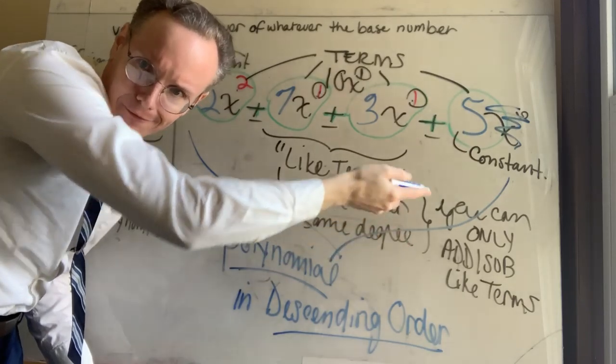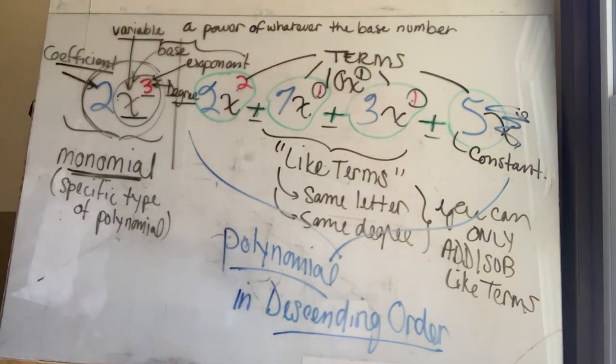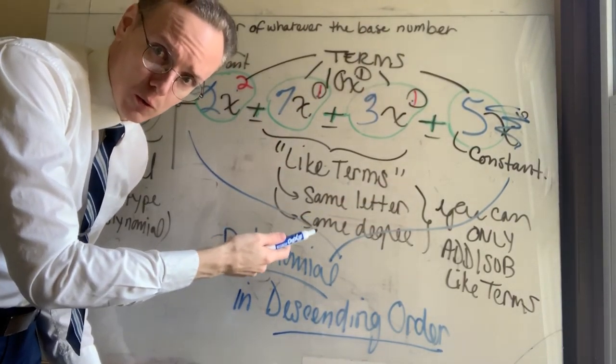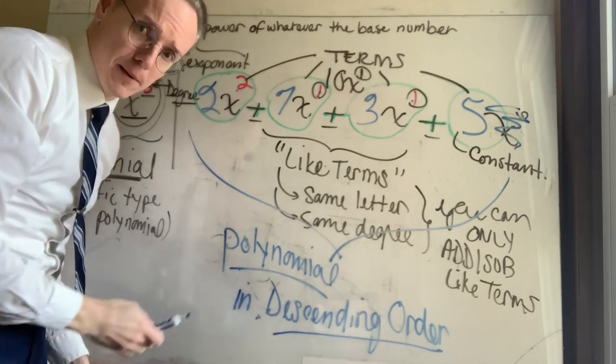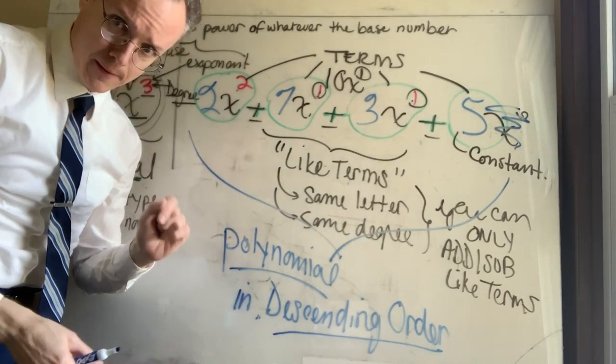that's why I mentioned 5. 5 is technically x to the 0, right? We don't bother to write that. You can rearrange it and put it in ascending order, but descending is considered good etiquette, pinky in the air, sipping tea kind of thing, okay?